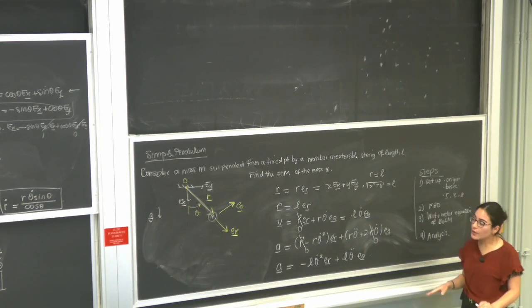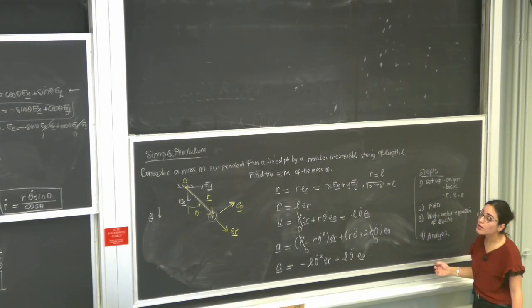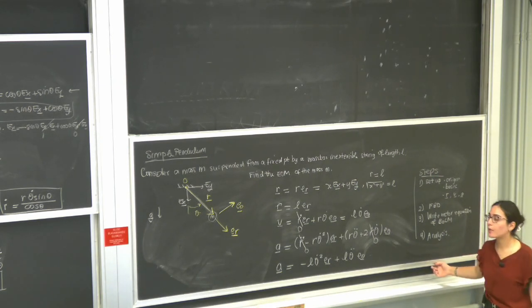Okay. So that was step 1. We've written our position, velocity, and acceleration vector, our origin, our bases. Okay, step 2. Let us draw the free body diagram of the particle.